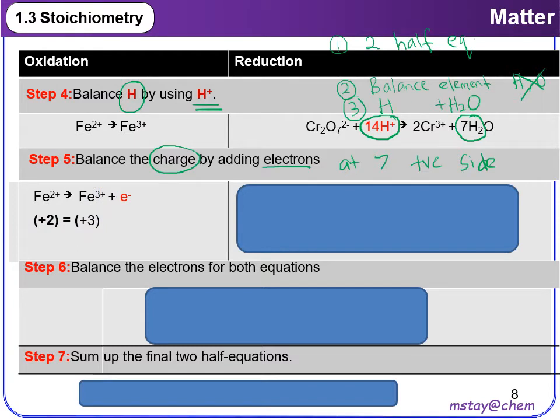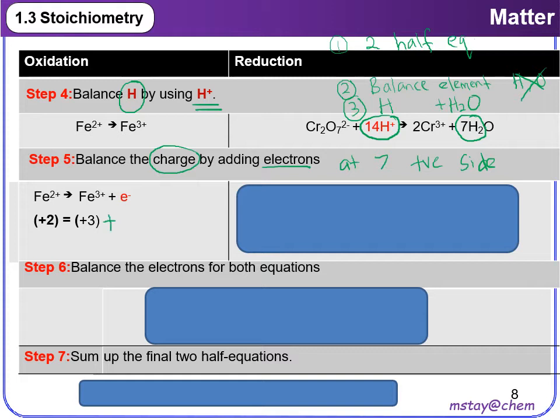Fe2+ to Fe3+. Without the electron here, the oxidation number for Fe2+ is positive 2, and Fe3+ is positive 3. So just now we say positive 2 and positive 3. Positive 3 is more positive, so we have to add electron.